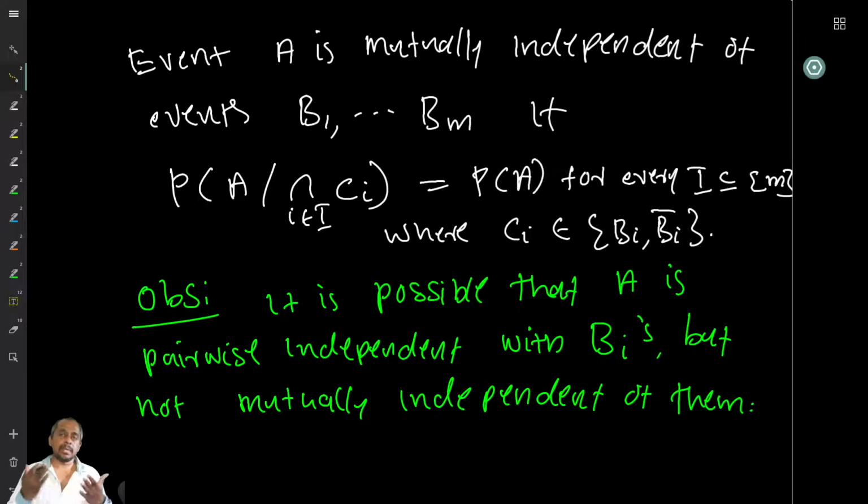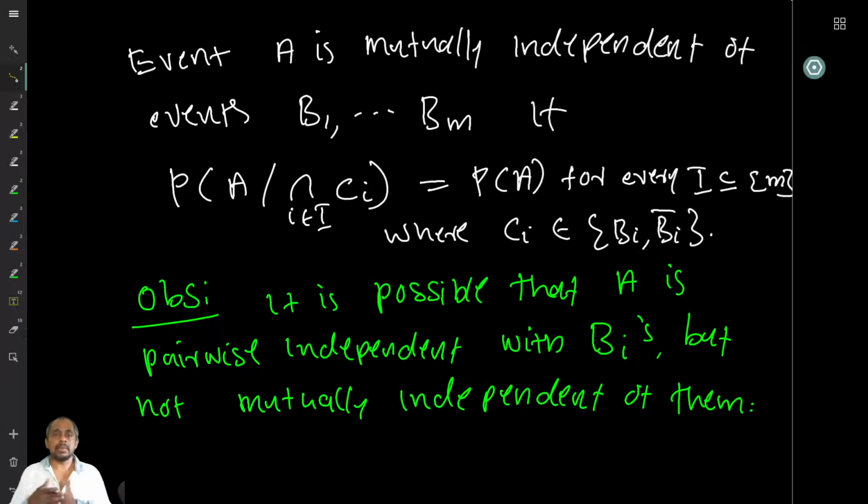One thing again, which is probably not intuitive, is that it is not sufficient that events are pairwise independent. It can happen that you have three events like A, B, C, and A and B are independent, A and C are independent, B and C are independent, but A, B and C together are not independent.